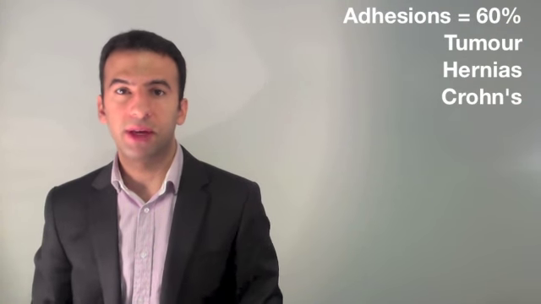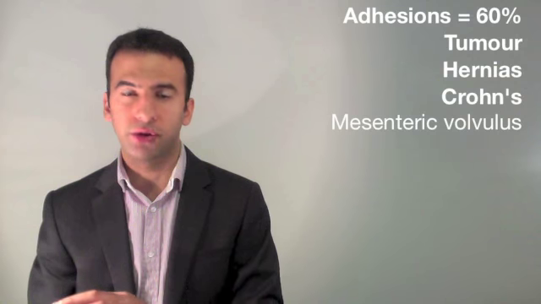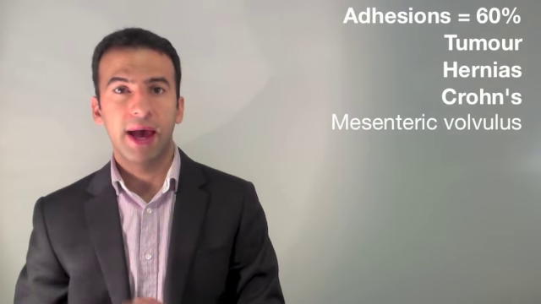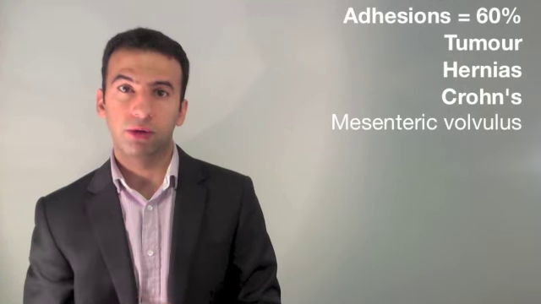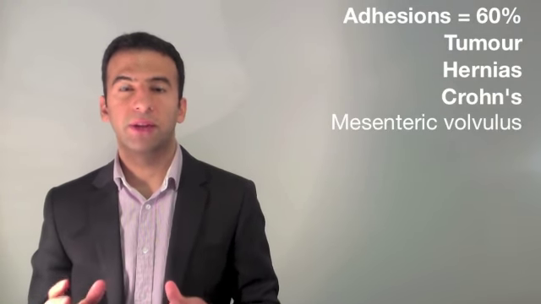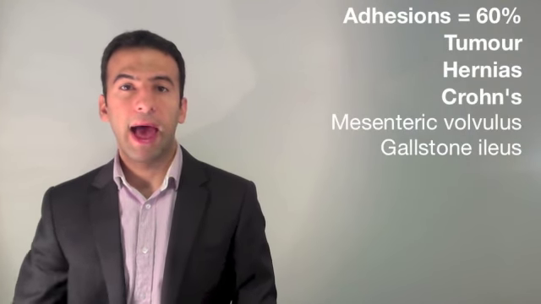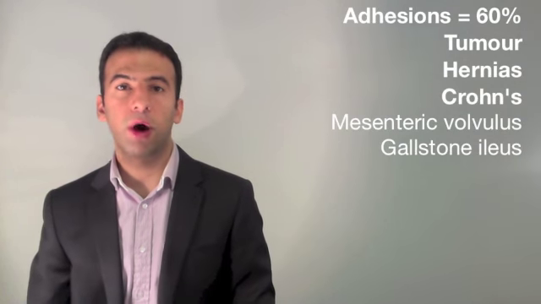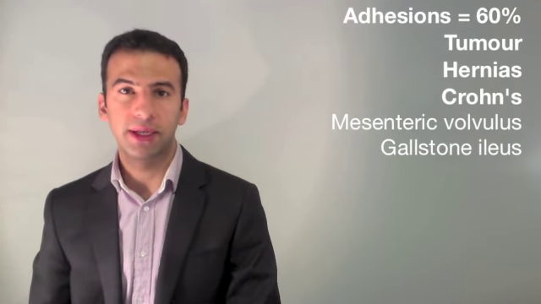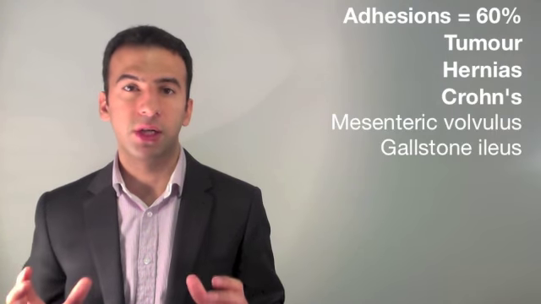And then you've got the rarer things, like mesenteric volvuli, where the mesentery of the small bowel twists on itself and occludes the lumen. It can also interrupt the blood supply to the small bowel. And things like gallstone ileus, where a gallstone enters the small bowel and then lodges somewhere in the distal ileum where the lumen diameter is a little bit narrower than the diameter of the gallstone.